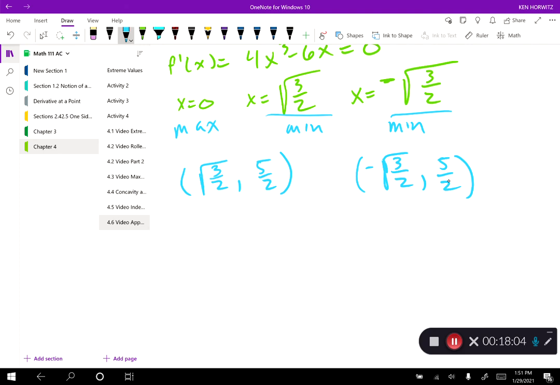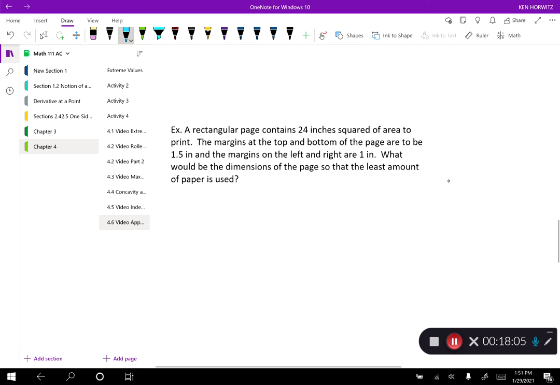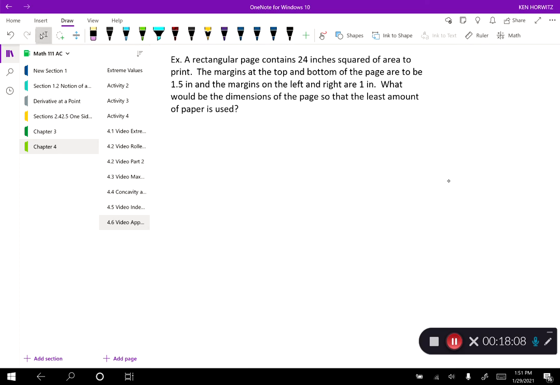So now we're going to talk about a rectangular page containing 24 square inches to print. The margins at the top and bottom are to be 1.5 inches, and the margins on the left and right are 1 inch. What would be the dimensions of the page so the least amount of paper is used? All right, so once again, I want to draw a very quick picture.